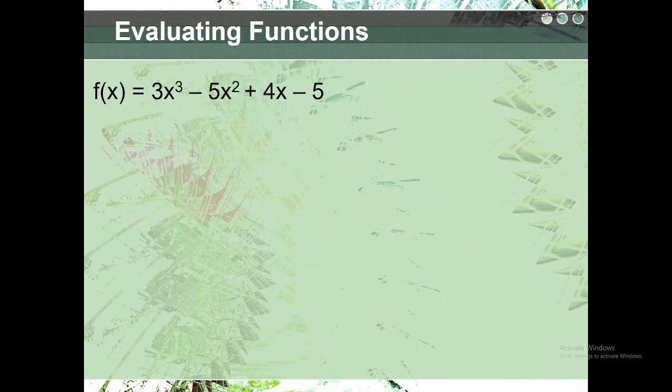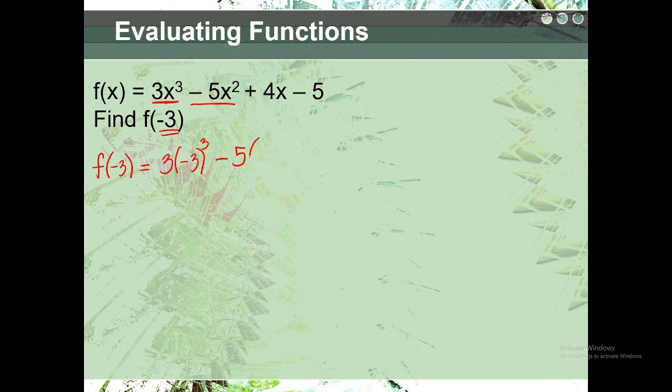Let's have another example. What if you're given a function f of x that is 3x cubed minus 5x squared plus 4x minus 5? And we will be finding the value of the function at negative 3. So take note, this is the value of our x. To solve this, we have f of negative 3 equal to 3 times negative 3 cubed, minus 5 times negative 3 squared, plus 4 times negative 3, minus 5. And just like what we did a while ago, you start with the exponents first.